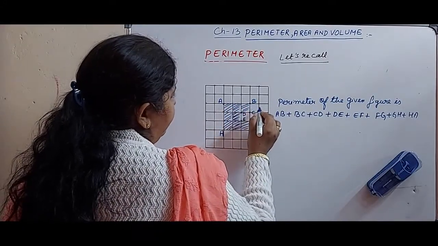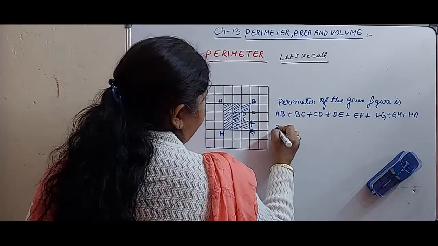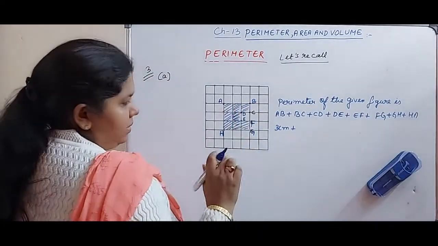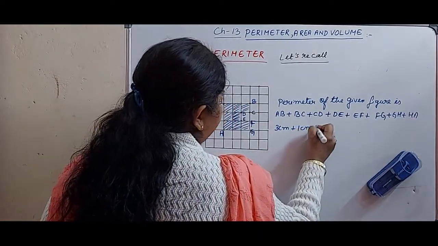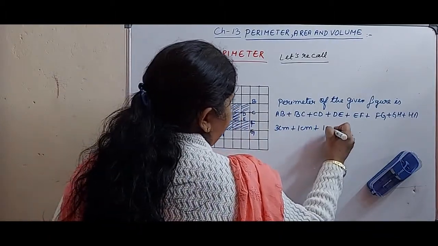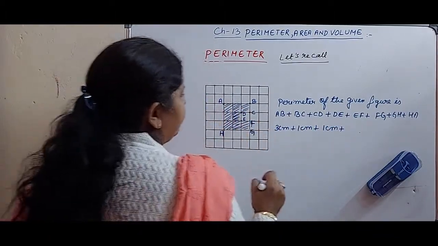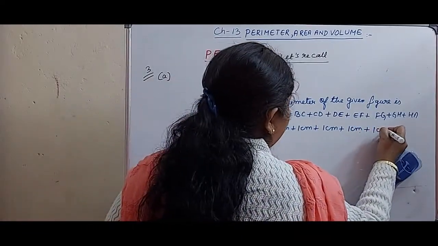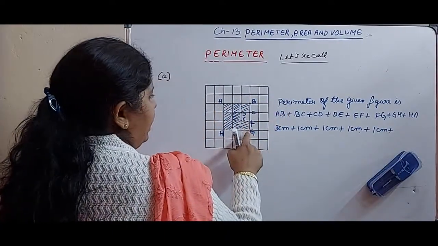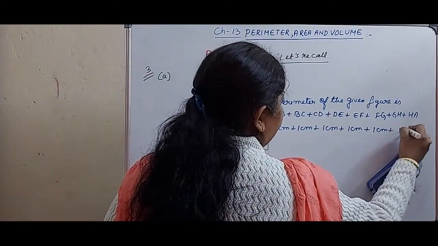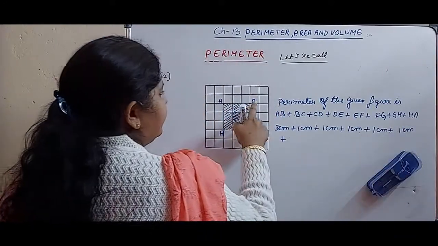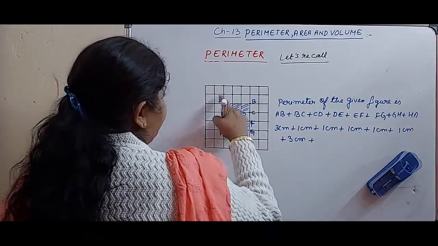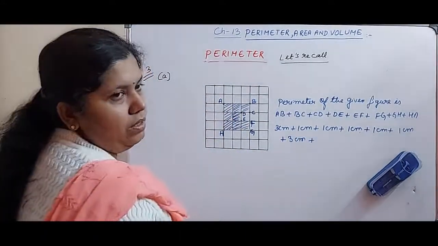Length of AB is how much? 3 centimeter. BC is 1 centimeter because only 1 square is coming in that. So 1 centimeter, plus CD is also 1 centimeter. DE is also 1 centimeter, and EF is also 1 centimeter. FG is 1 centimeter again. Now we come to GH. GH is equal to AB, that is 3 centimeter. And the last one is HA. HA is also 3 centimeter.